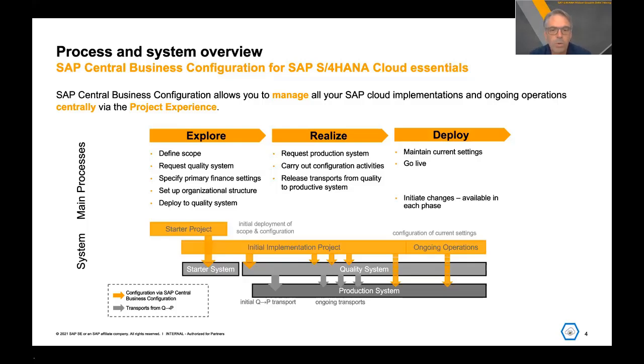And here you can do the detailed configuration, the configuration activities, and you can also release transports from the quality system to the productive system, with the aim to move to the Deploy phase, to maintain current settings in the P system, and then go live and further continue with configuration. For this, we have the chance here to do changes. And these changes, if you would like to change the scoping, if you would like to change your org structure, then you can also move back.